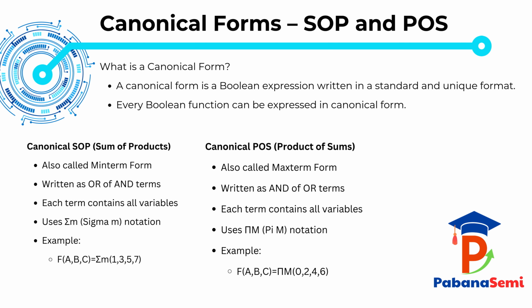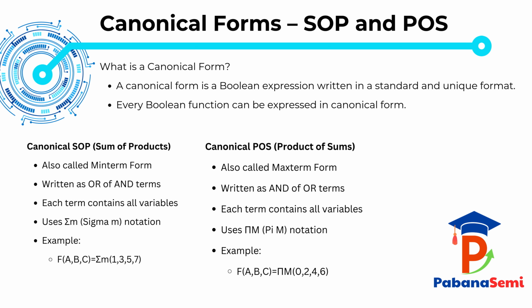For example, f of a, b, c equals sigma m of 1, 3, 5, and 7. This means the function output is 1 for these minterms. The second form is canonical POS, also known as Maxterm form. In canonical POS, the expression is written as a product of sums. Each sum term contains all variables. The function is represented using pi m notation. For example, f of ABC equals pi m of 0, 2, 4, and 6. This means the function output is 0 for these maxterms.